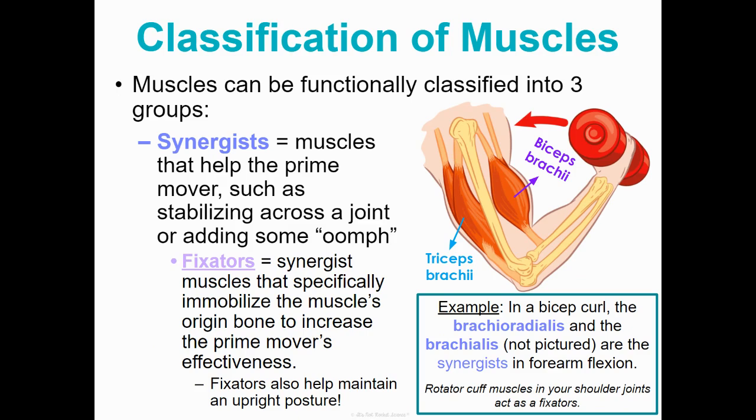All right, forgive me, I had to stop for a quick coughing fit here. So here's an example of a fixator. Your brachioradialis muscle, which is not shown in this picture, but would lie right here underneath the biceps brachii, is going to be really helpful in keeping the humerus still. In fact, it contracts at the same time as the biceps brachii. When we get to the discovery stations, you'll see that it's one of the synergists that we're going to use as an example for this unit.